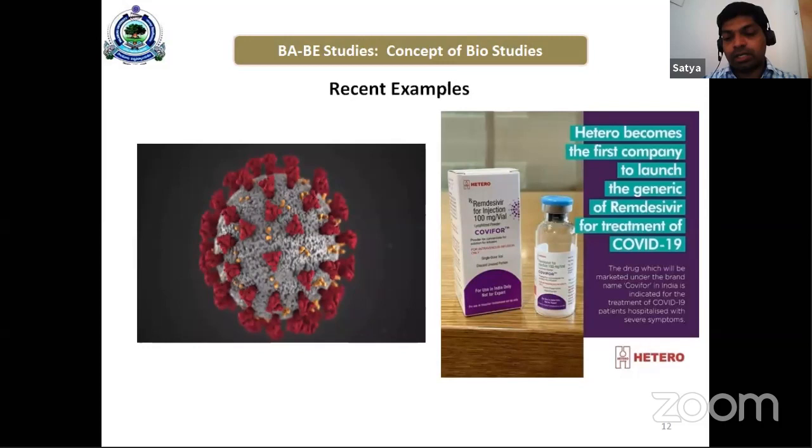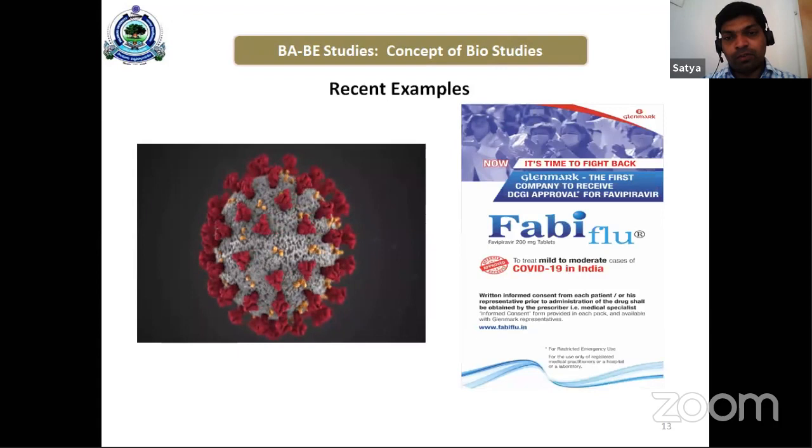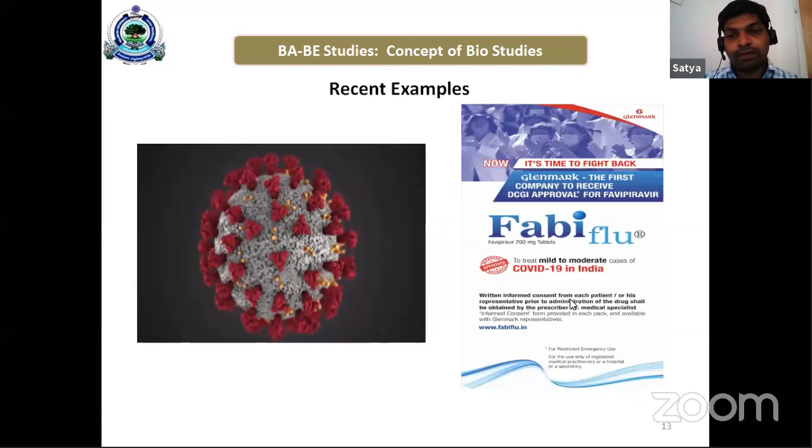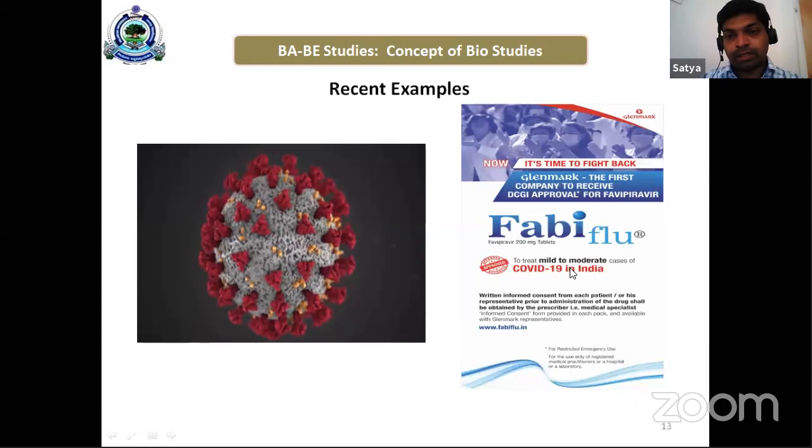The second, as I said, is Fabiflu from Glenmark. They have highlighted that this is not a cure for COVID. It is only to treat mild to moderate cases of COVID, and a written informed consent form from each patient is mandatory.